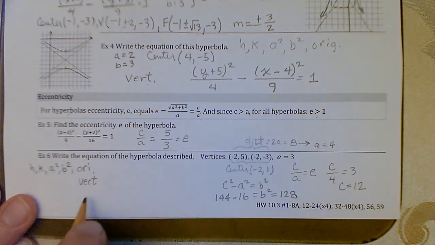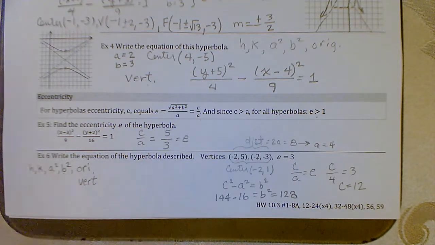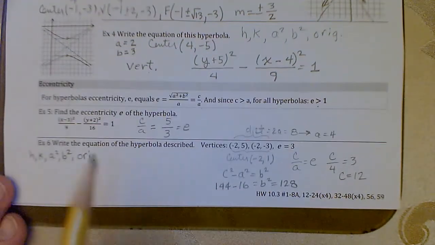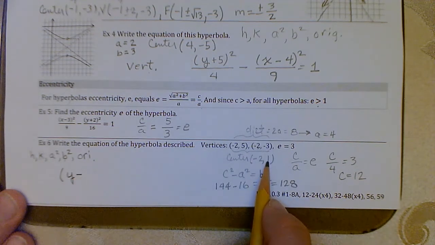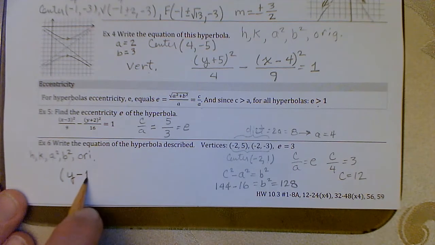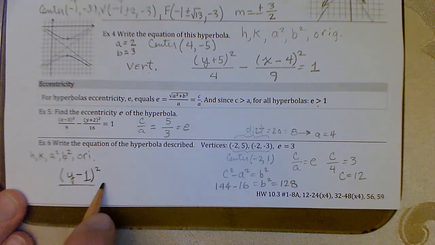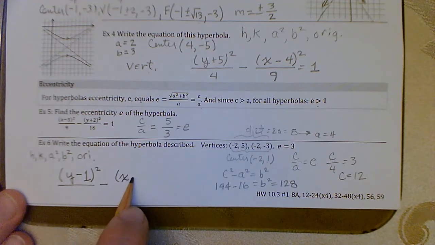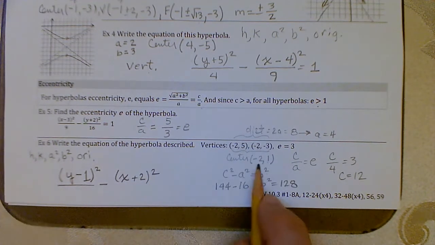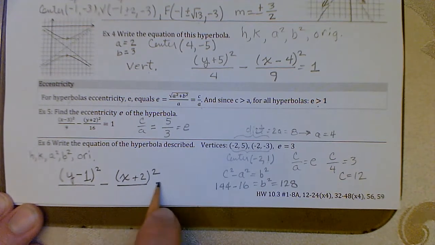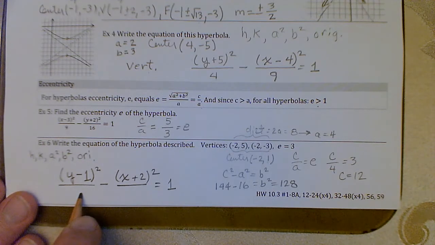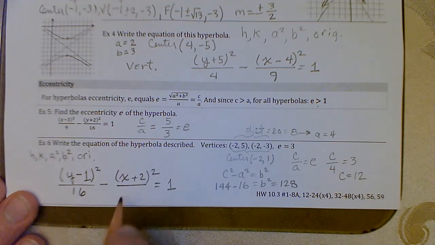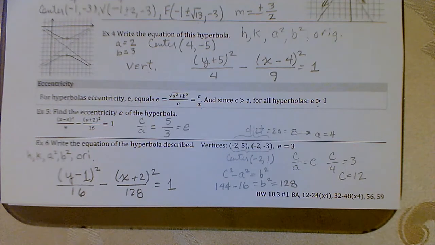All right, and so this is vertical, so I'm going to start with my y since it's vertical, so y minus 1. Be careful, it's not the 2, it's the 1 we're using. So y minus 1 quantity squared over something, and then x plus 2 quantity squared, so that gives me my center, over something equals 1. Now we just have to figure out, this is our a squared, remember that our a is 4, so this will be 16, and then this is b squared, 128. Okay, so that is our equation.